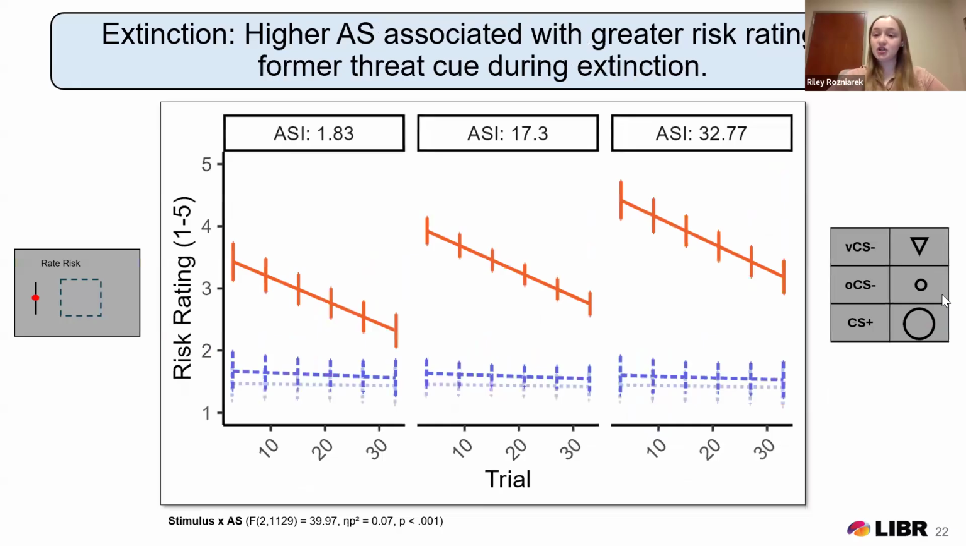And then where things got interesting was when we took a look at our extinction findings. And remember, extinction is the phase where we've taken that threat away. Here we can see that those with higher anxiety sensitivity had greater risk ratings to the former threat cue. So although we've taken the threat away at this point, those with higher anxiety sensitivity had greater risk ratings across the trials of the extinction phase compared to those with lower medium anxiety sensitivity. And you can see this with their risk ratings in orange to the threat cue.